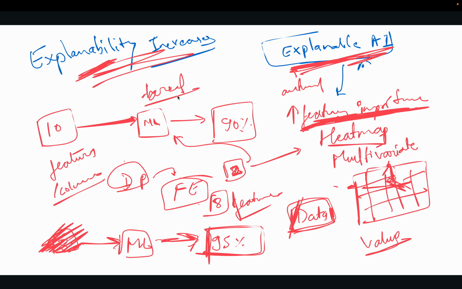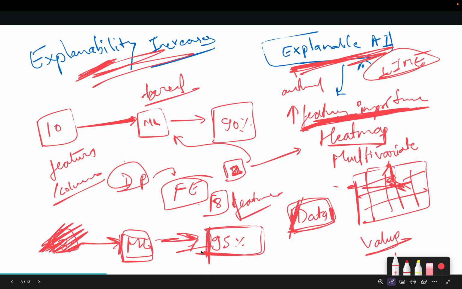There are Lime and multiple others. One of the basic ones that I use all the time is Lime. It gives you the feature importance, and based on that you select features and train the model. And why is it important? Because of the high correlation, so based on the correlation we do this.